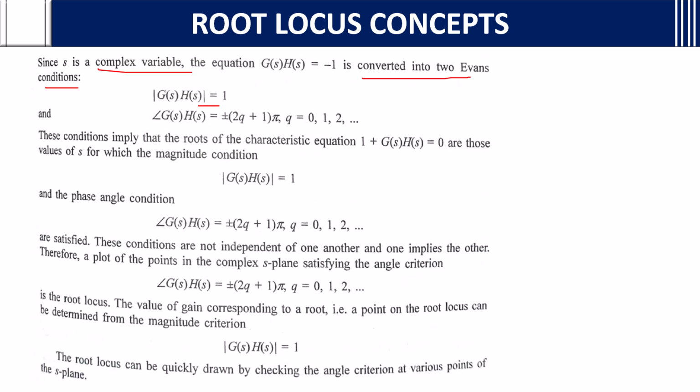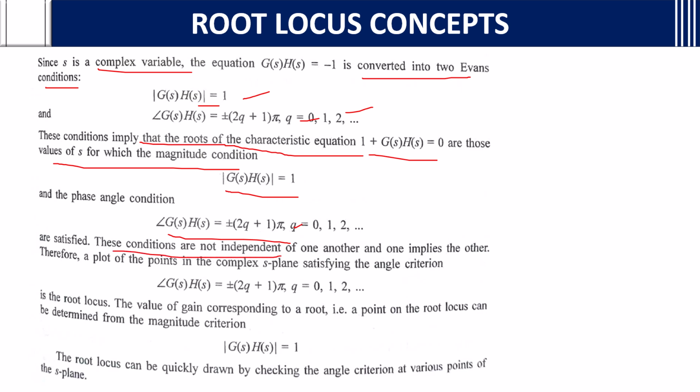Then these conditions imply that the roots of the characteristic equation 1 + G(s)H(s) = 0 are those values of s for which the magnitude condition, the modulus of G(s)H(s), equals 1, and the angle condition, the same as repeated above, are satisfied. They should satisfy both conditions for any root of the characteristic equation.